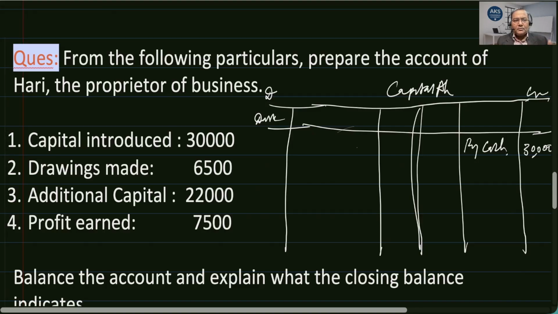So what is the entry that we make? The drawing which reduces capital, right? So if a capital gets increased, it is required to be credited. Just reverse is the entry to be made when the capital is to be decreased. And drawing, by its name itself, it reduces the capital. So we will write here to drawing 6,500.